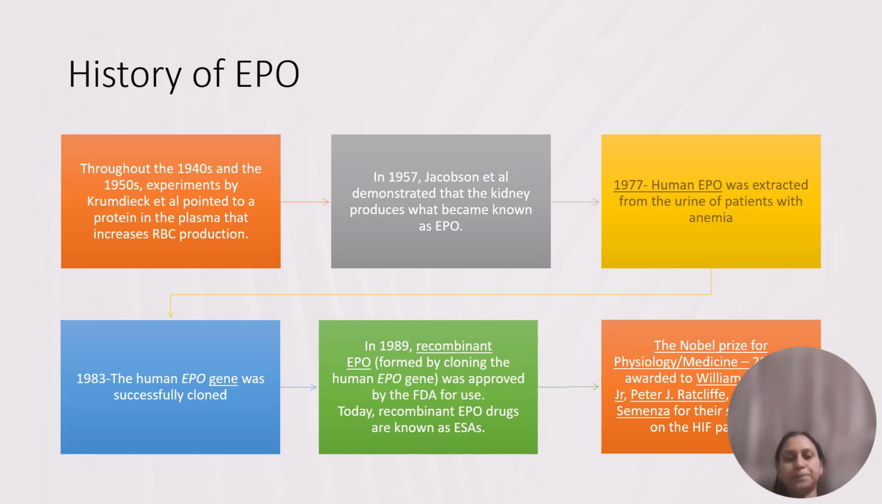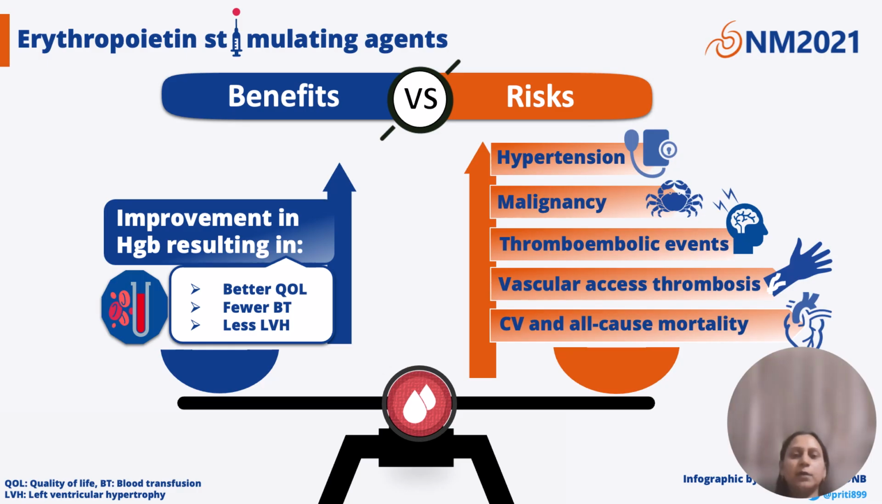hypoxia-inducible factor pathway. So coming to the advantages and disadvantages of erythropoiesis stimulating agents, the benefits are that it causes improvement in hemoglobin, resulting in better quality of life, fewer blood transfusions, and less left ventricular hypertrophy. The risks are increase in hypertension, malignancy, thromboembolic events, vascular access thrombosis, cardiovascular, and all-cause mortality. So we should always balance the risk versus benefit ratio whenever we are administering erythropoiesis stimulating agents.